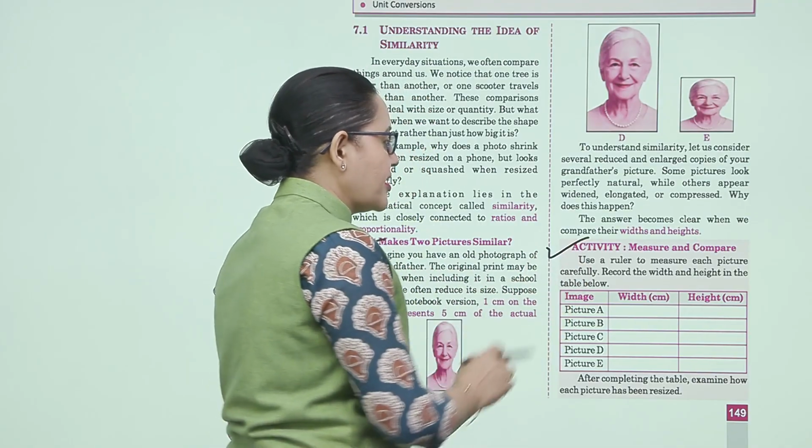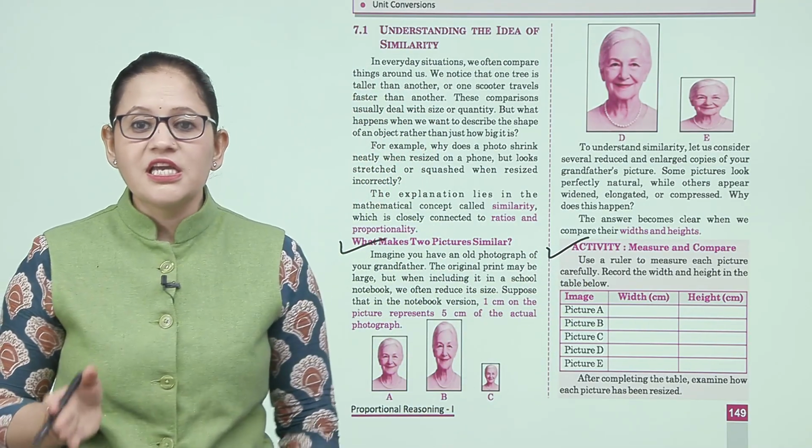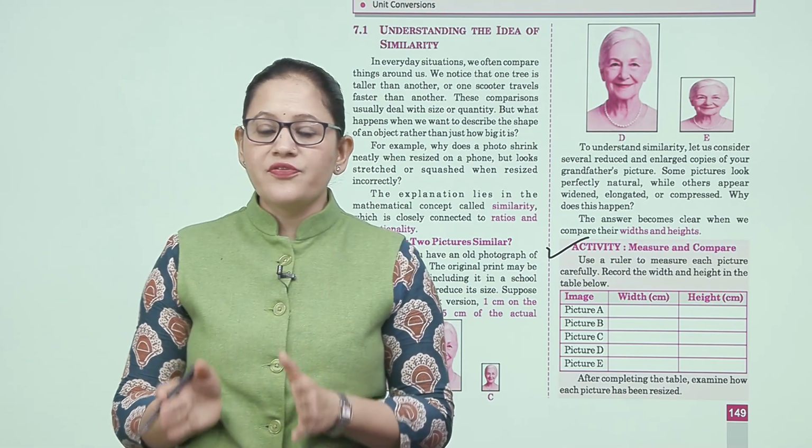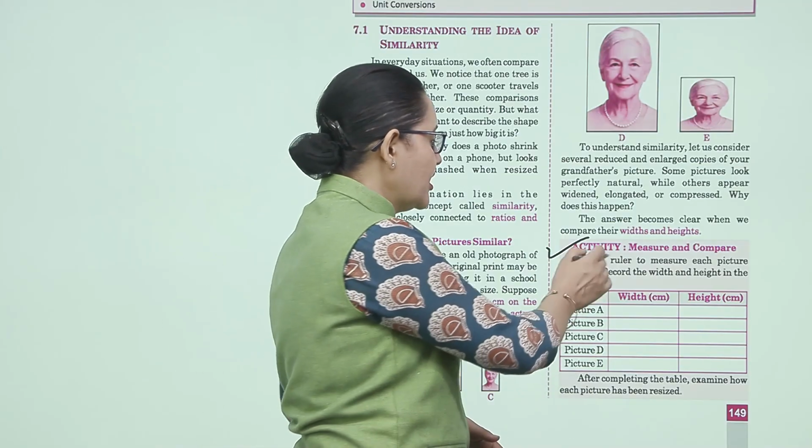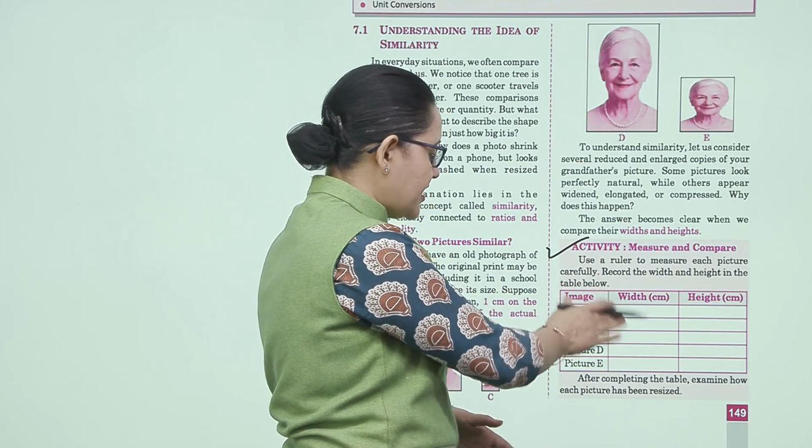Activity: measurement and comparison. Use a ruler to measure each picture carefully. Record the width and height in the table below. So you have to record the height and width of each picture and write it here.